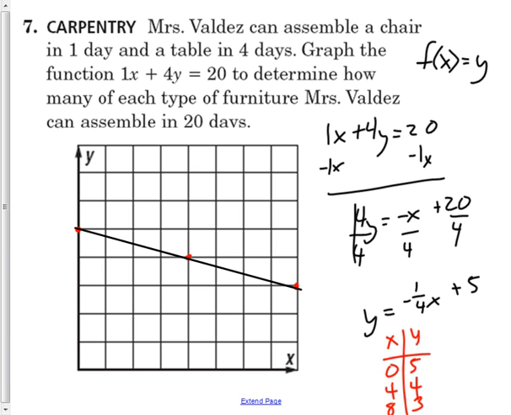Noticing that the slope is negative, so therefore this graph is going down. So she can assemble a chair in 1 day and a table in 4 days. So it kind of just represents, you know, if she makes more chairs rather than tables, the graph kind of goes either up or down. Obviously, she can make more of one compared to the other, possibly.